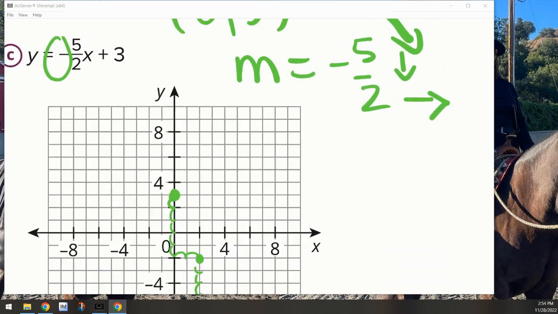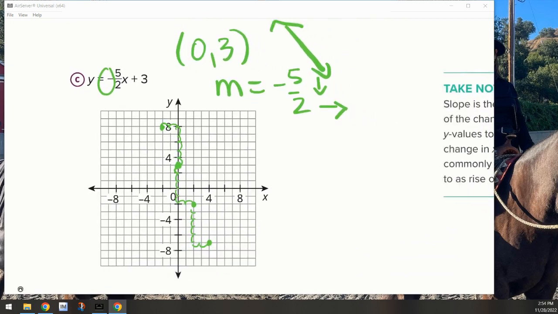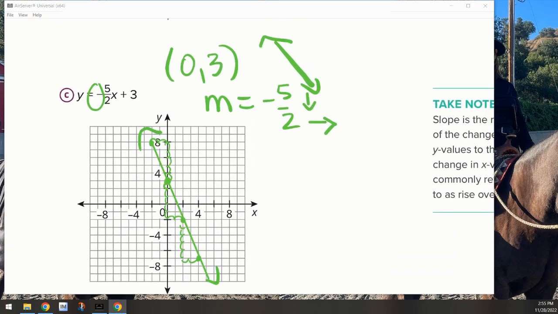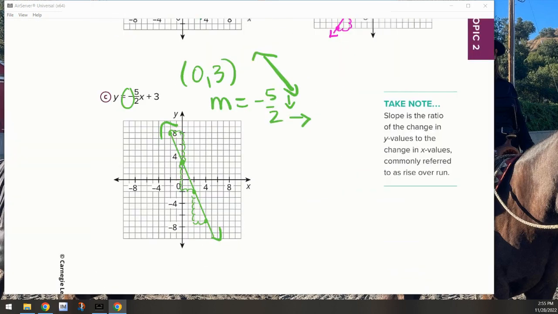Can't go down 5, but I could go up 5 from the y-intercept. If I go up 1, 2, 3, 4, 5, just have to make sure I go to the left 2. Because if you notice, the line is going in the negative direction. Okay. Awesome.